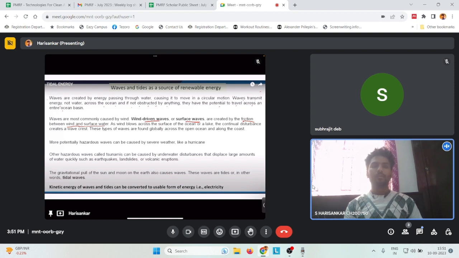So as the wind blows, it causes friction between the wind and the surface of the ocean, and this causes continual disturbance to create a wave crest. So these are the waves that are found globally across the open ocean and along the coast. So yeah, these are basically normal wind-driven waves or surface waves.